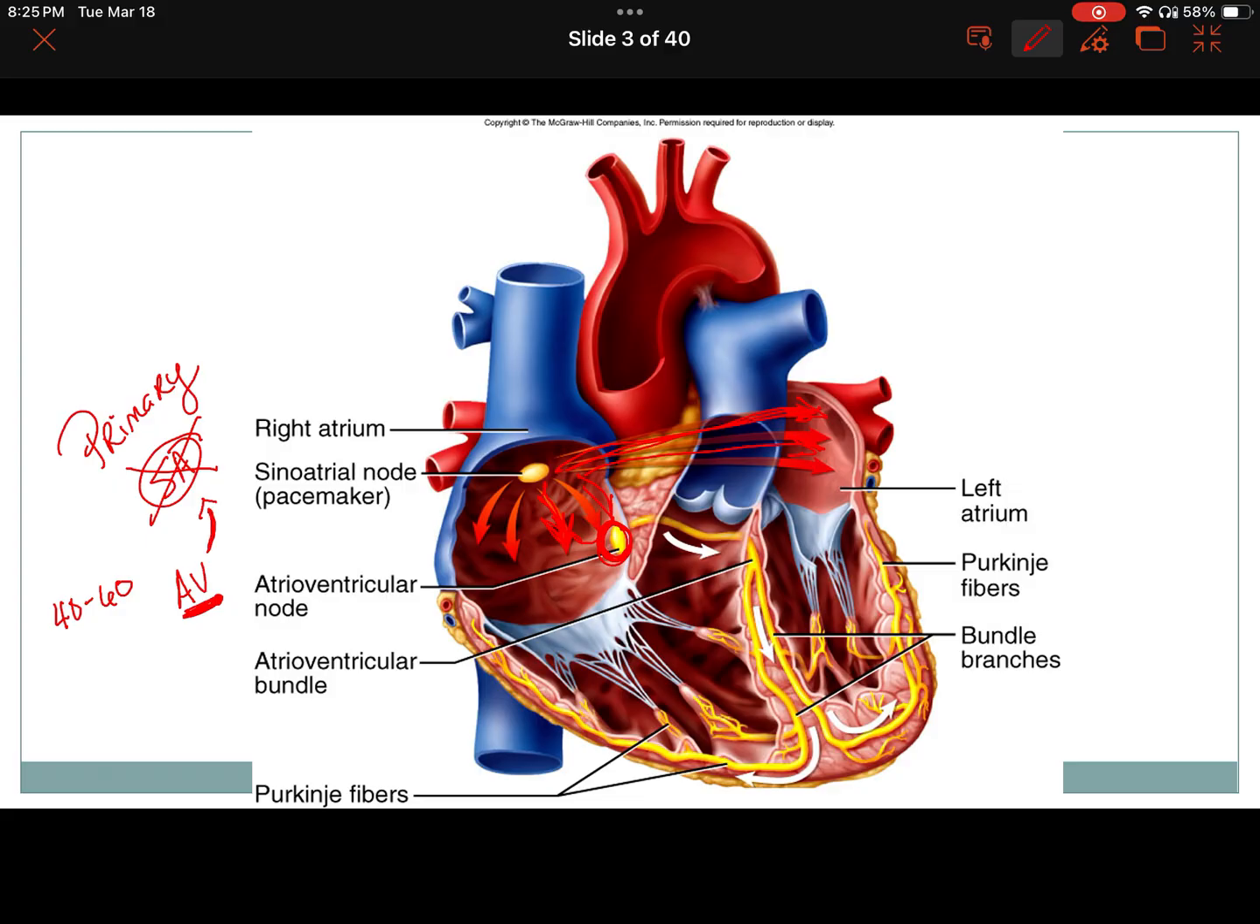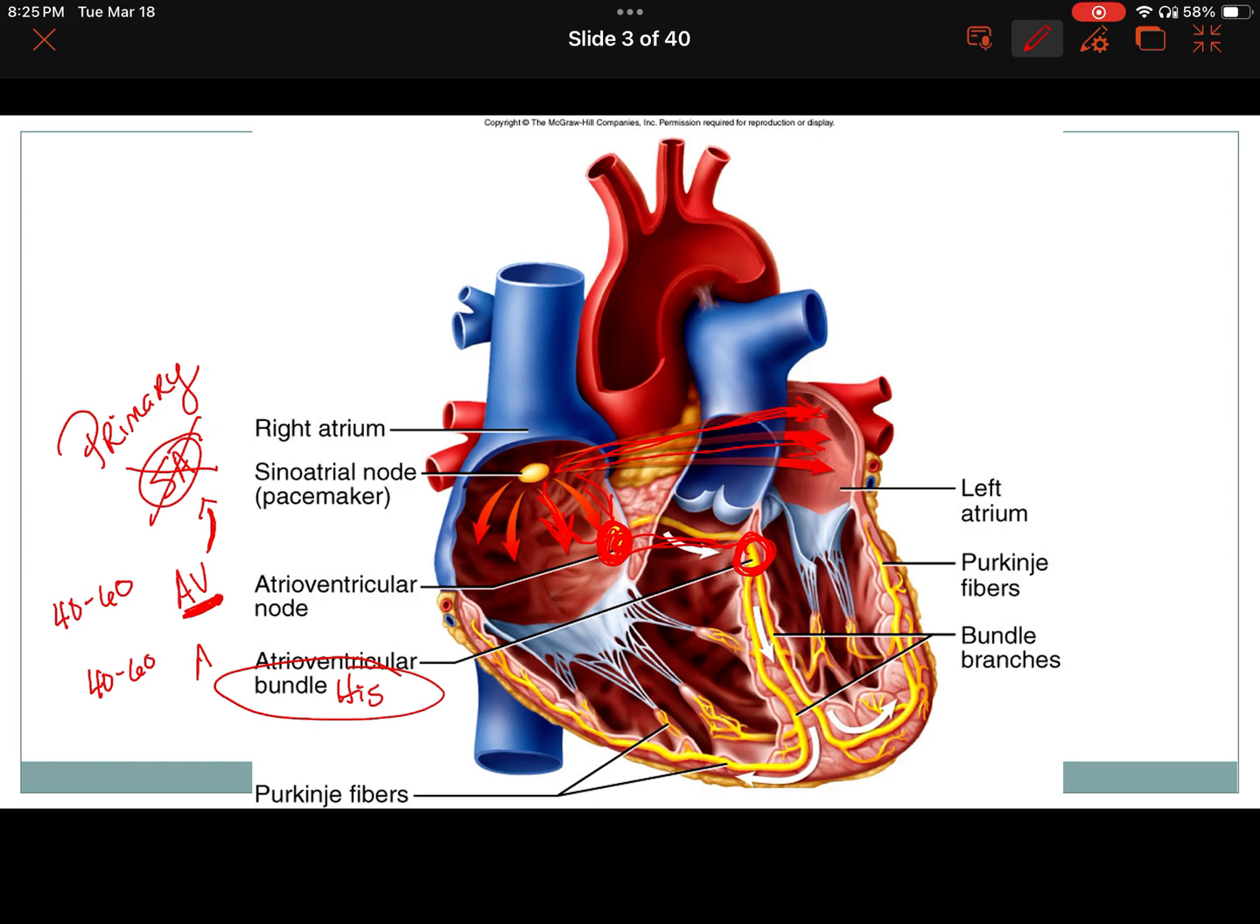And then right next to that AV node, you come through some tissue and you end up at the next structure, which is called the bundle of His. So sometimes that's referred to as the bundle of His. It's the most common way it is referred. And we have the same intrinsic rate here. It's 40 to 60 beats per minute.